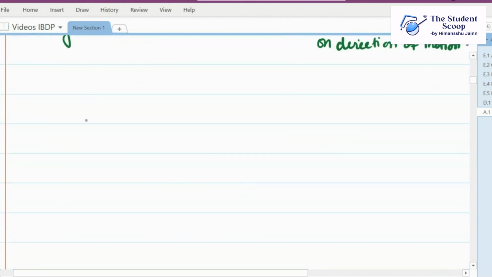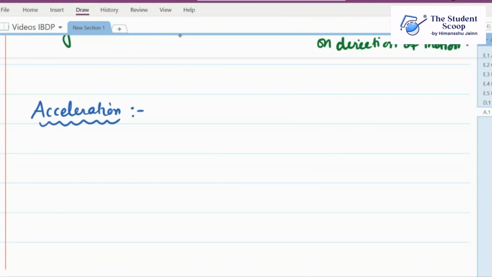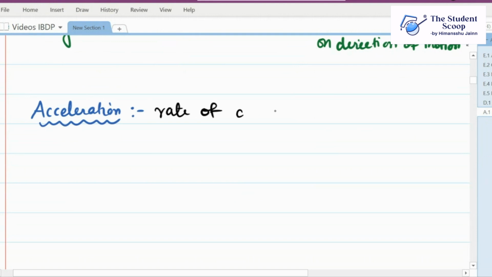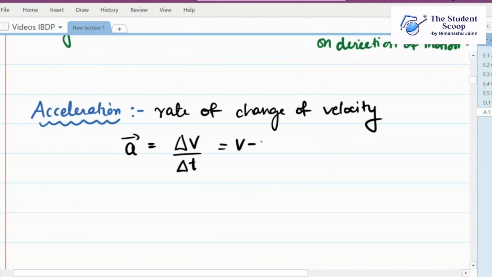Then we want to calculate one more important quantity, that is acceleration. Acceleration can be defined as the rate of change of velocity. So acceleration can be calculated by finding the change in velocity over time. Or we can write this as v minus u over t, where v is the final velocity and u is the initial velocity.